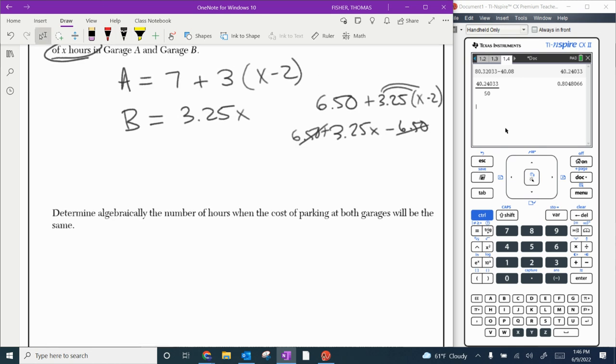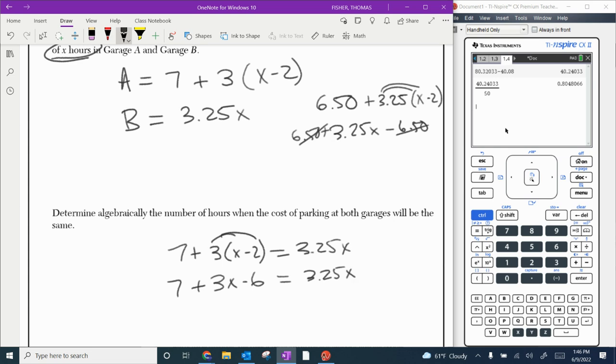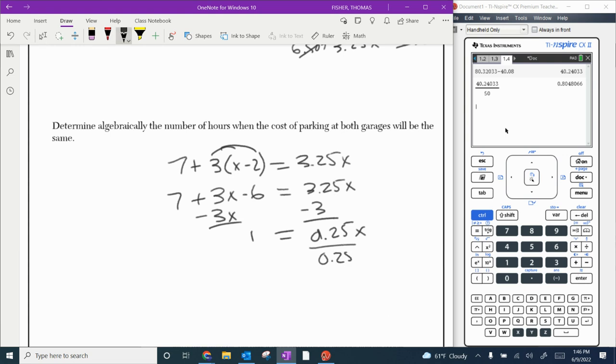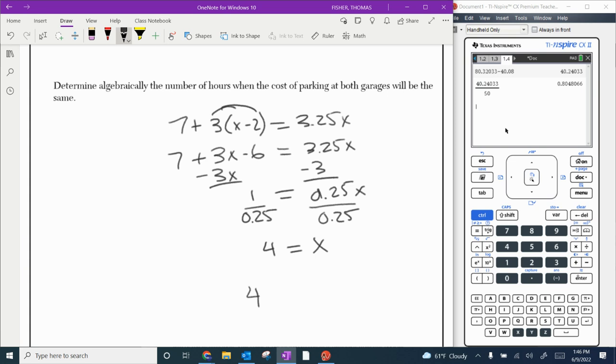Now, determine when they're equal. 7 plus 3 times x minus 2. When does that equal 3.25x? That's just a simple equation once you multiply the 3 in, 3x minus 6. The key is if you mess up the first part, keep going. With these multiple part questions, don't give up on it. Either make something up or just try something. That way you get parts for later on in the test. So divide by here, and we'll get our answer, which is 4. So after 4 hours total, the total number of hours, they're going to be the same.